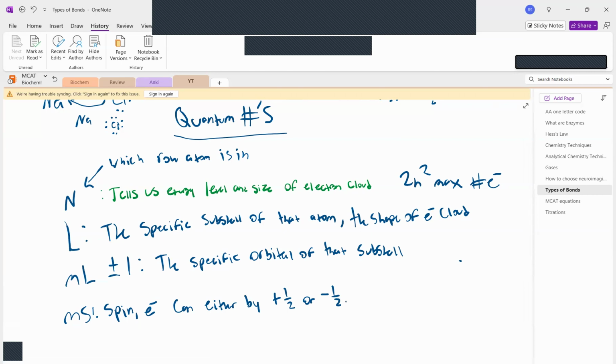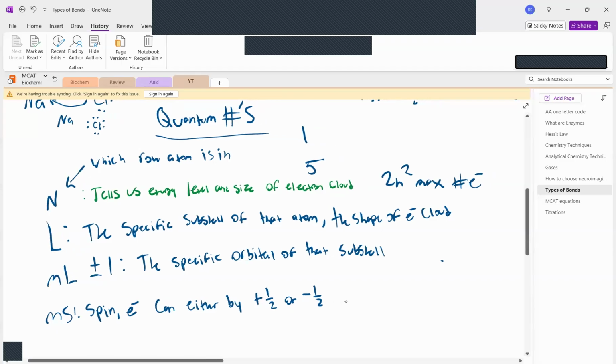So n is telling us the energy level and size of the electron clouds. Obviously the further down in the row that you go in the periodic table, right? If you have something in row 1 versus row 5, the electron cloud is going to be much bigger just because that atom itself has more electrons. Whereas if you're in row 1, you only have a small amount of electrons. So it makes sense. There's just more love to go around.